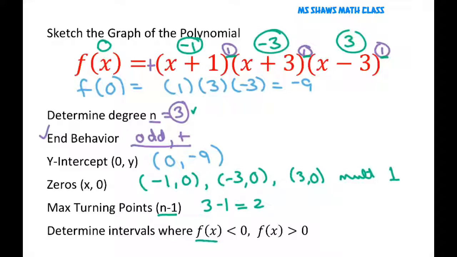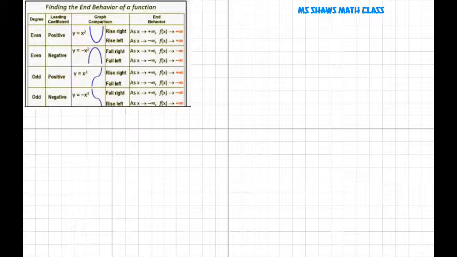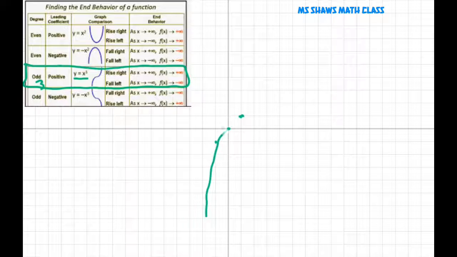The intervals where f of x is negative and f of x is positive, we'll do that after we graph. So let's go back to our end behavior here and talk about that. So we have an odd number and it's positive. So this is this little box area in here. And our degree was 3, so it resembles that graph comparison. All right, so we'll graph that.